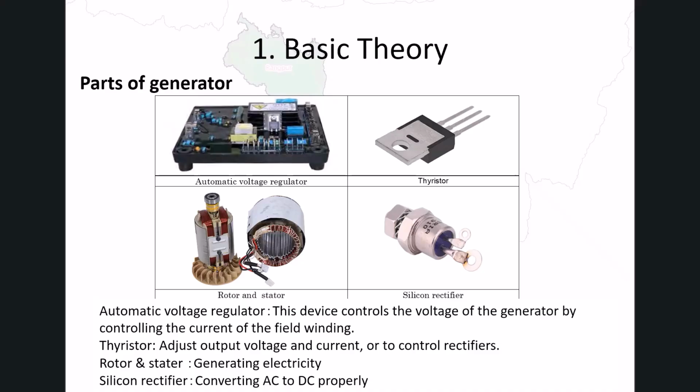Bottom right, a silicon rectifier in a generator is used to convert AC into DC. To be more precise about this conversion process, the silicon rectifier helps control the generator's output by providing the correct DC excitation current needed for stable voltage production.